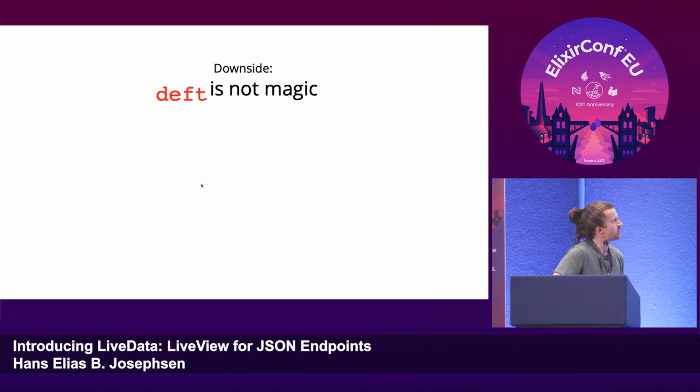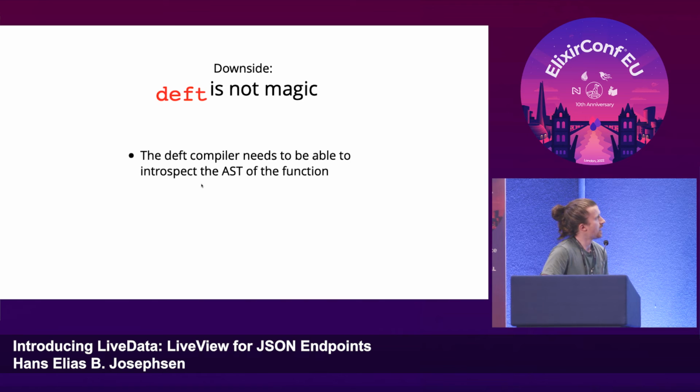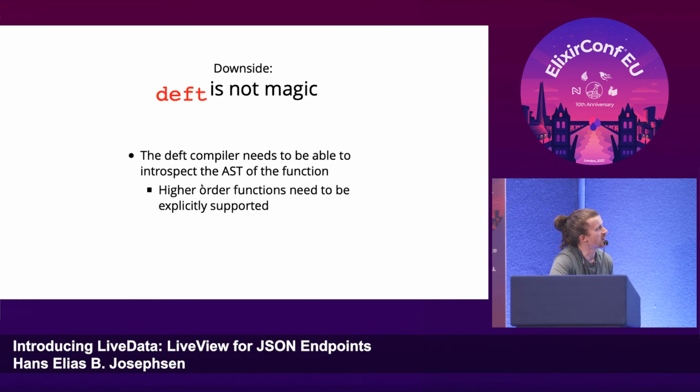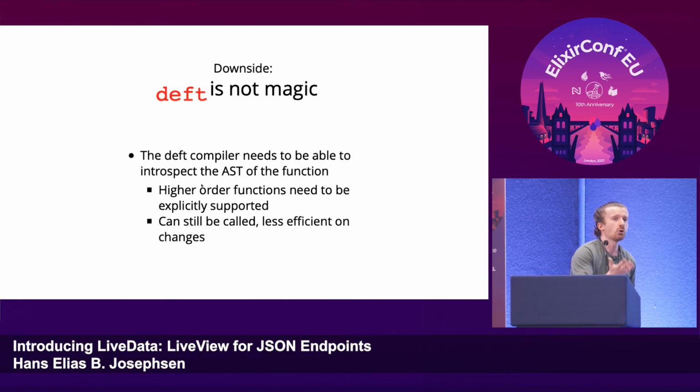But I also want to point out and make sure you know that def-t is not magic. It's something implemented in Elixir. And why this is important is that the def-t compiler needs to be able to understand and introspect the AST of your function in order to function. So as a consequence, if you pass higher order functions and use those inside there, there's a limitation to how much the def-t compiler can support those. It needs to explicitly support higher order functions like those in Enum. Everything can still be called, but the output it produces and the diffs it produces to the client might be less efficient if the compiler can't understand it.